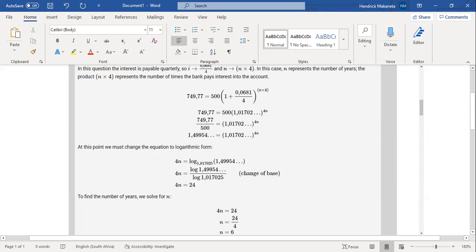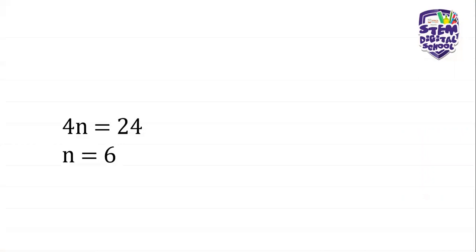Right. And of course, we have done this. I've just been demonstrating here that the end result will lead to 4n, which is 24. And you know that if you multiply 4 by 6, you get 24. Therefore, it means that the value of n will be 6. So it will take you 6 years.